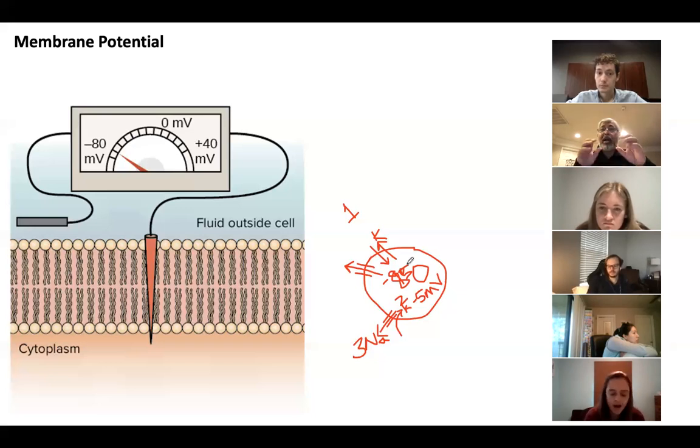Now they are equal forces. One is pulling in, one is pushing out. Inward force and outward force become equal. So when the inward and outward forces become equal, will there be any net movement of potassium at this point? No, because inward and outward forces are equalized now. At that potential, we call that the equilibrium potential for that particular ion.